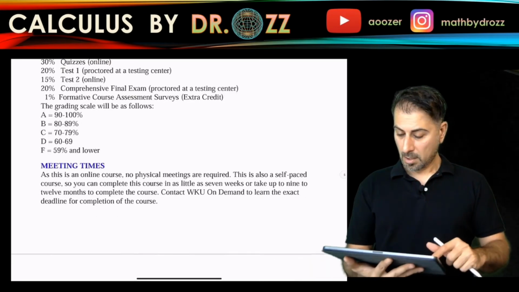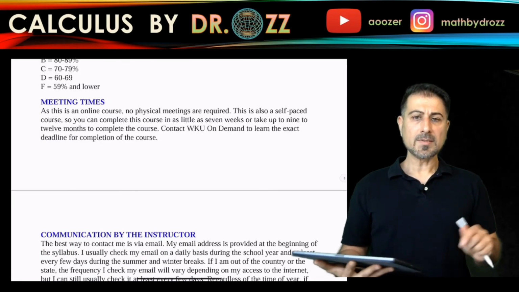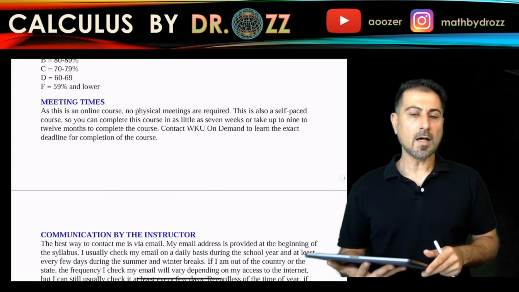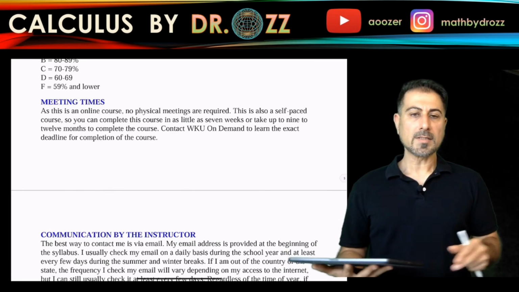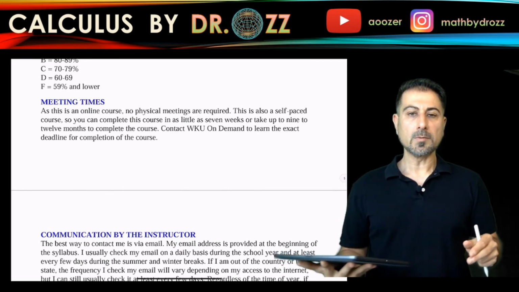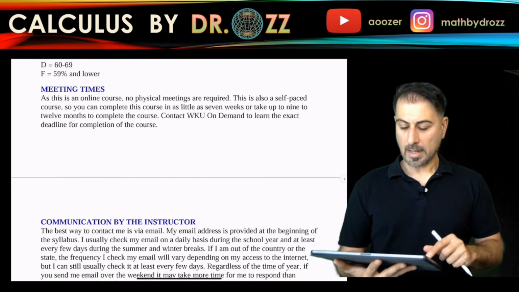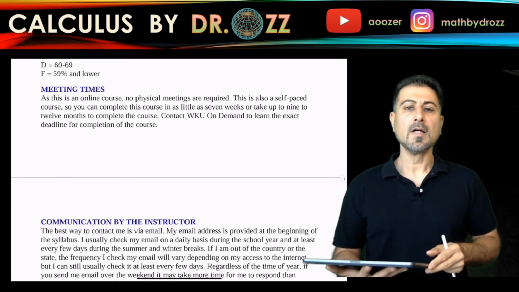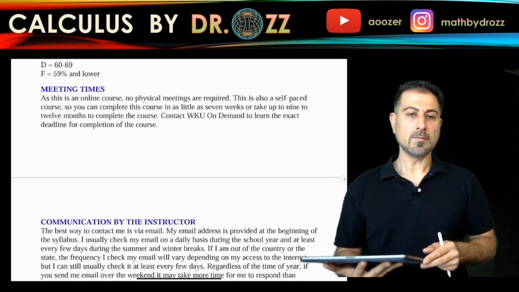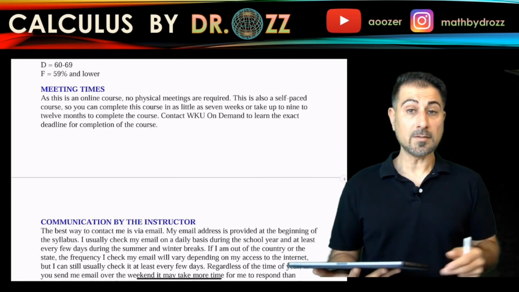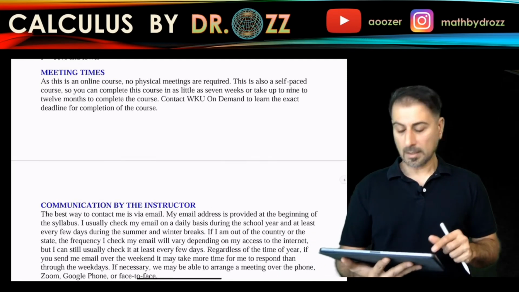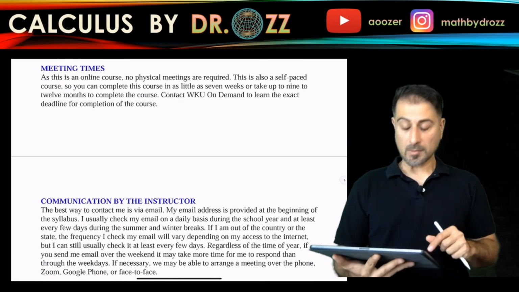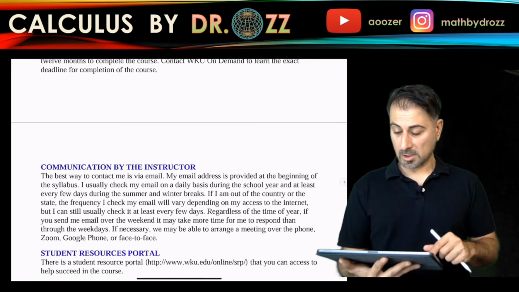Okay. Meeting times. Since this is an online course, we don't have physical meetings required, and this is a self-paced course, so you can complete this course in as little as 7 weeks, almost less than 3 months, and this can also go all the way to 9 to 12 months. So it's totally flexible for you. So please take your time to finish each assignment.